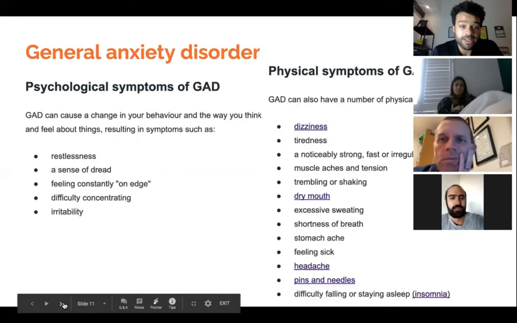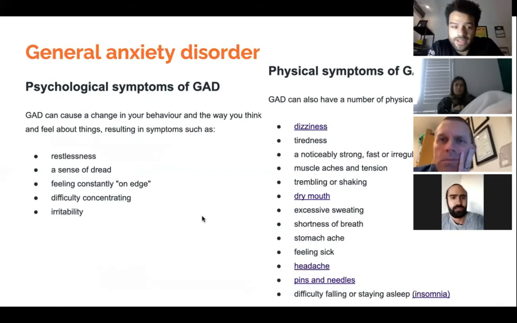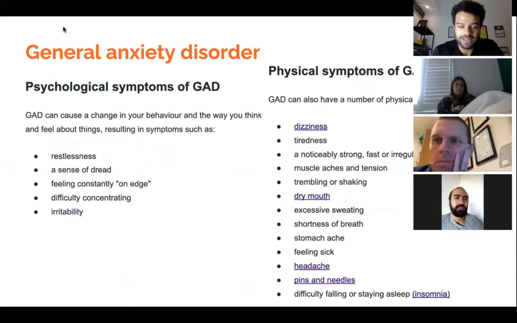We have general anxiety disorder: restlessness, sense of dread, feeling constantly on edge, difficulty concentrating, irritability. Physical symptoms can be dizziness, tiredness. These are things that we will often see. Noticing strong or irregular heartbeat, so palpitations, muscle discomfort, trembling, dry mouth.